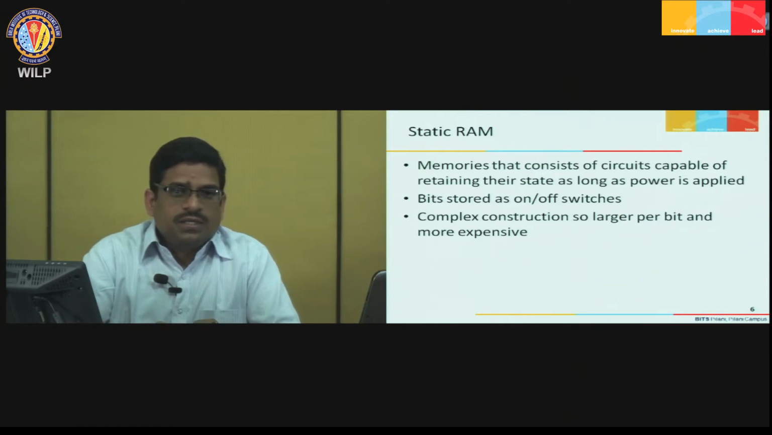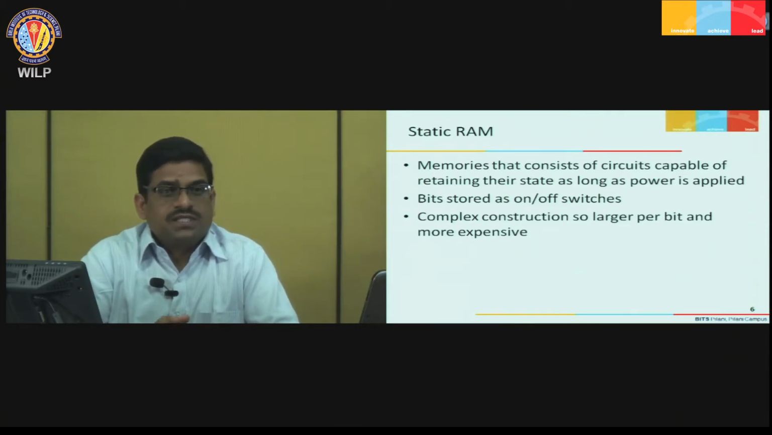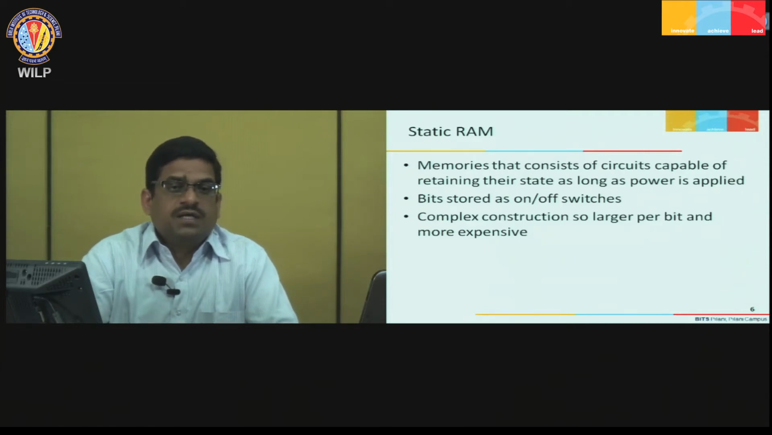Bits are stored as on-off switches, and the behavior of the switch is obtained through the transistor. A transistor is basically a switching device. The construction of one cell of this memory is complex and requires 6 transistors. So, the cost per bit is more compared to a dynamic memory, which we will see requires a lesser number of transistors. So, the cost is increased because more transistors are required. So, the size will increase. So, this memory becomes expensive.